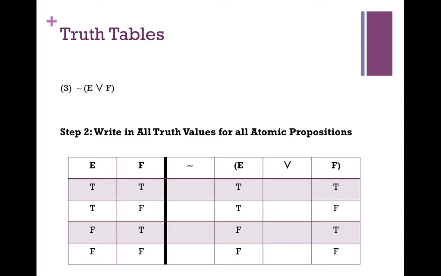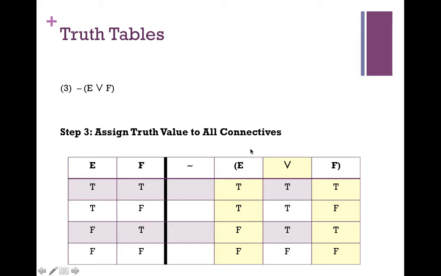I'm just going to go ahead and do this. It's just like before, just like the previous two examples. The truth values I have under here for E are the exact same as here, F, same thing. Now what we want to do is move to step three, and calculate the truth values for all the connectives. And we're going to begin with the disjunction because that one has the least scope.